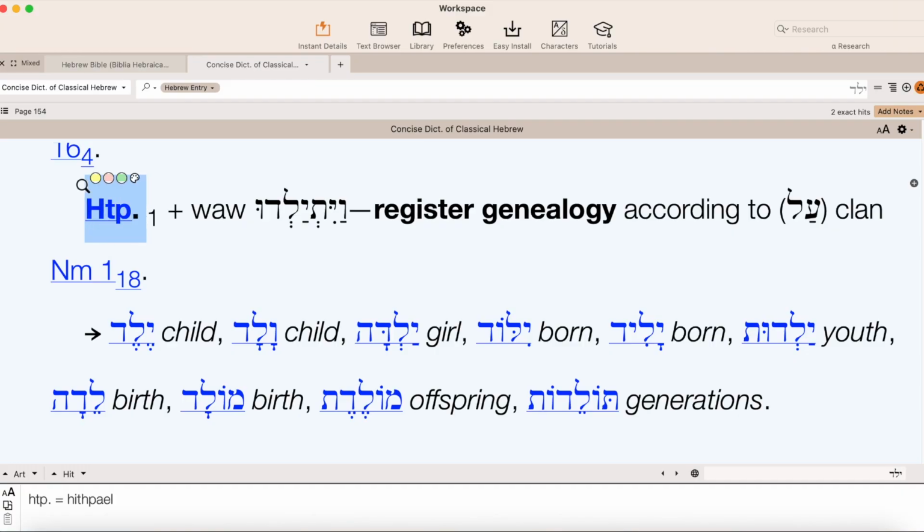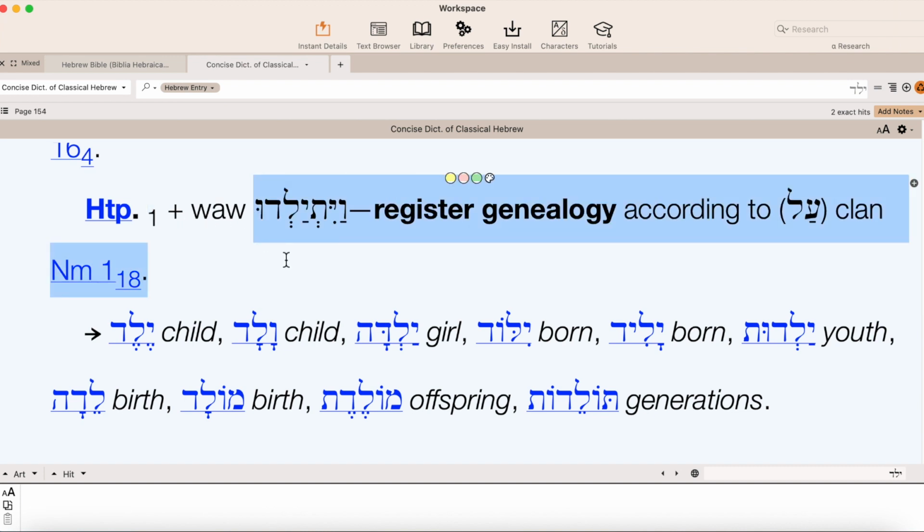And then finally, our 7th binyan, we have only one example, but that's really important because it makes our root Yalad one of only a handful, even less than 5 roots that appear in all 7 stems. This Yalad is very unique in this way. And here in the Hitpael, it means to register your genealogy, establish your pedigree.